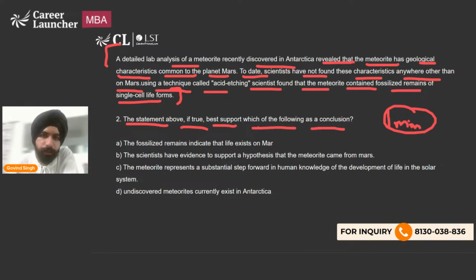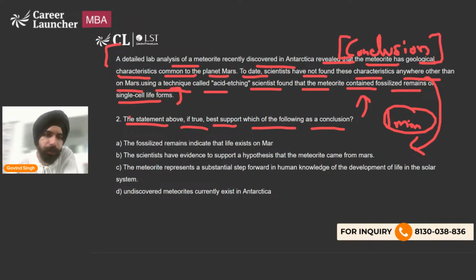So you have to tell that this particular statement can serve as a conclusion for what? So this is your conclusion. Tell which of the arguments this can be the conclusion for, right? A says the fossilized remains indicate that life exists on Mars. This is Mars. Can we say this? Can we support this particular statement with this conclusion?